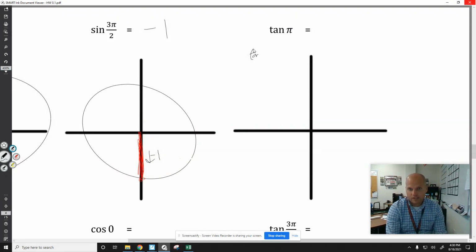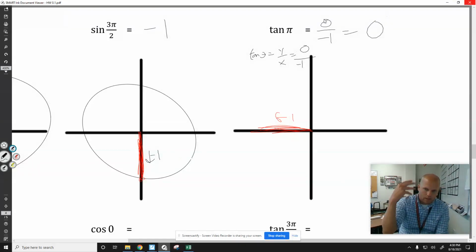Tangent. Tangent of an angle is opposite over adjacent, y over x. Okay, let's think about it. To get to pi on the unit circle, I go to the left 1. Do I go up or down at all? No. But I do go to the left 1. 0 over negative 1 is my answer. That's just 0. How many times does 1 go into 0? 0 times. 0 times negative 1 is 0. So you're allowed to divide 0 by a number. You get 0. That's good to know.